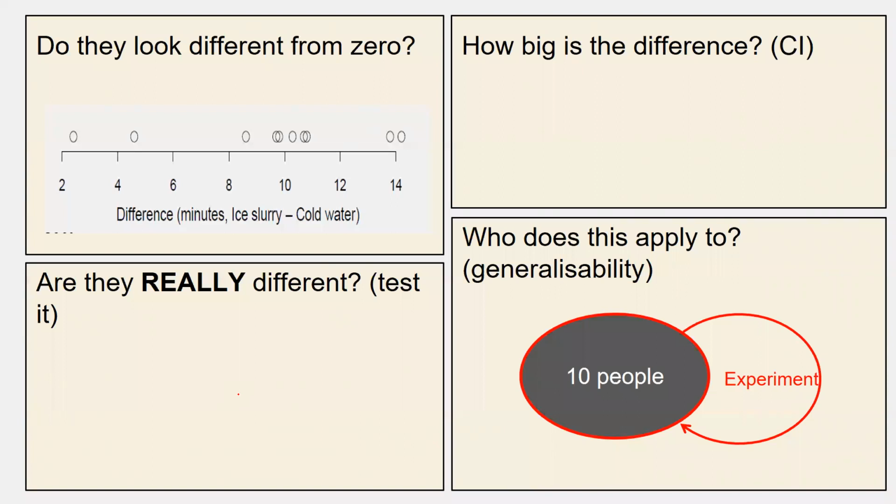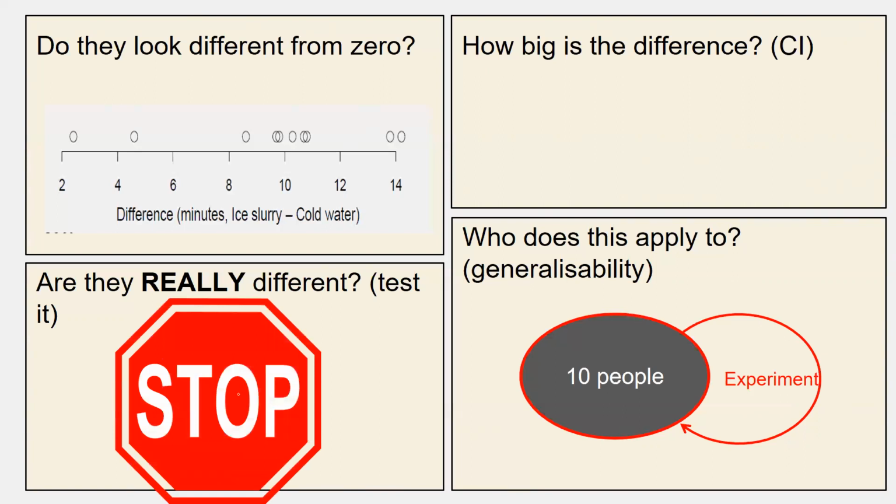Okay, so here's where we're at the moment. We've got our data, and it's from an experiment, so we can't generalize it beyond the 10 people in the study, but hopefully we're going to be able to make a causal claim. And this time we're not looking at whether the two groups look different, but whether these differences look like they're different from 0. It does look like they are, but we're going to have to continue on with our test. But stop, before we do our test, we need to check some assumptions.